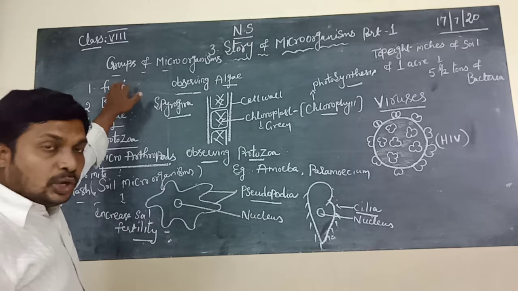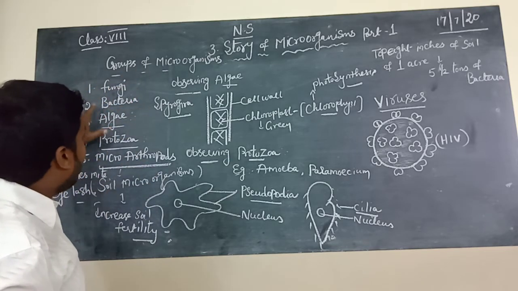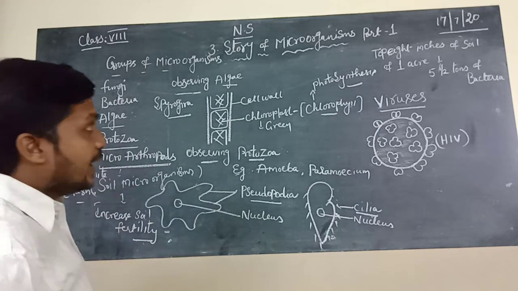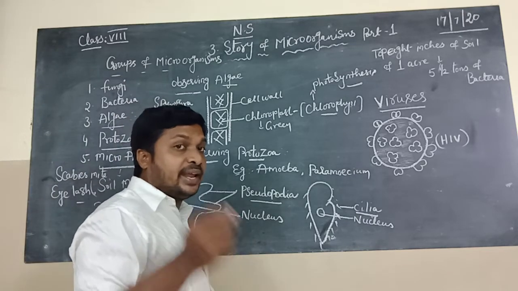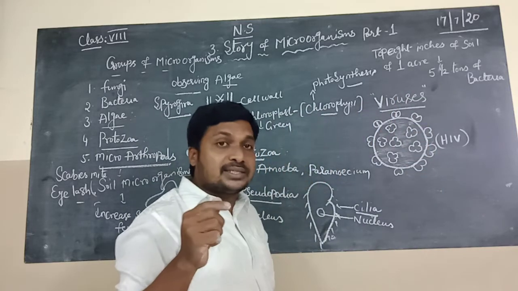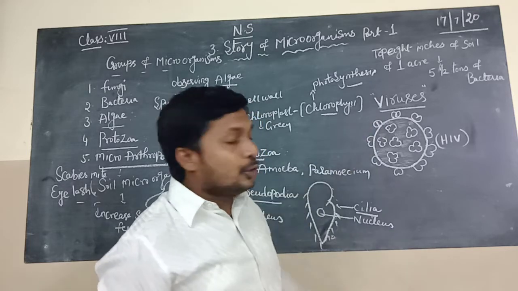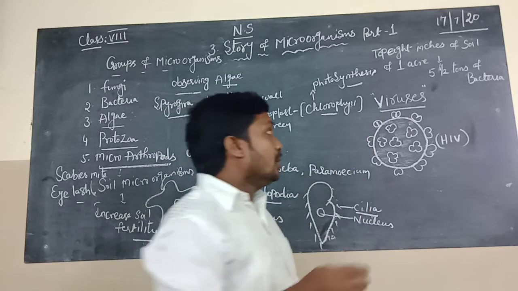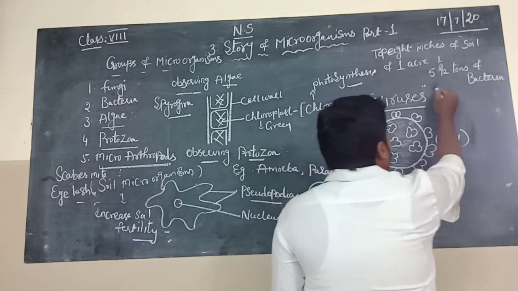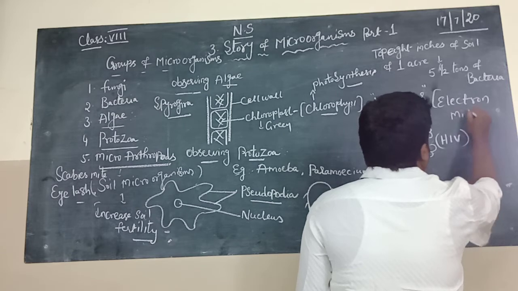Up to here, we learned 5 groups of microorganisms: fungi, bacteria, algae, protozoa, microarthropods. Next group of microorganisms, a very interesting topic, that is viruses. Do you know viruses are a special group of microorganisms? Do you know why viruses belong to a special group? Do you know viruses can be seen only with the help of electron microscope?